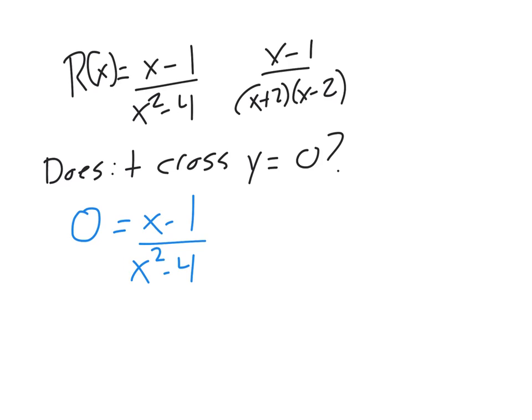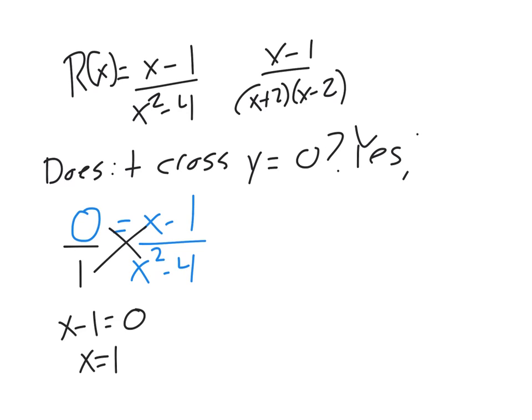Now I have a fraction equal to a number. I'm going to make this a fraction equal to a fraction by putting 0 over 1. Now when I have two fractions equal, I can cross multiply and set them equal. 1 times x minus 1 is x minus 1. 0 times garbage is 0. So this gives me the equation x equals 1. So this means yes, it does cross the horizontal asymptote at 1. Okay? Yes, it does cross it at 1.